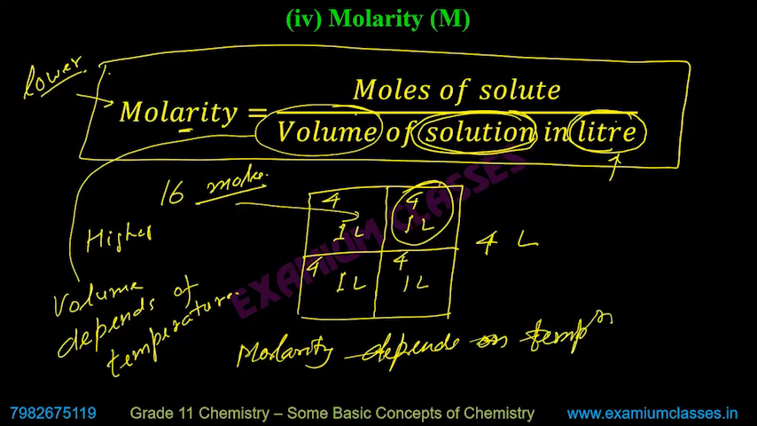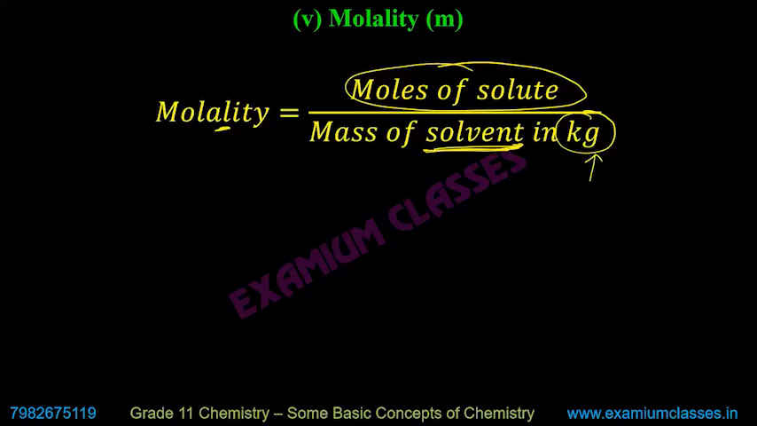It is not independent of temperature. So if it is calculated at different places at different temperatures, its value will be different. And that creates some problem for scientists. Hence the concept of molality. Molality is where you calculate the number of moles in the mass of solvent only. And mass is independent of temperature.